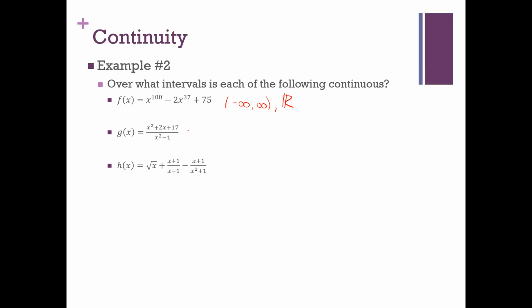How about g? Where is it continuous? And I'll start by saying this. Let's just say the real numbers except for -1 and 1, because x squared minus 1 equals 0 implies x equals 1 or -1. Any other places where that one might not be defined?